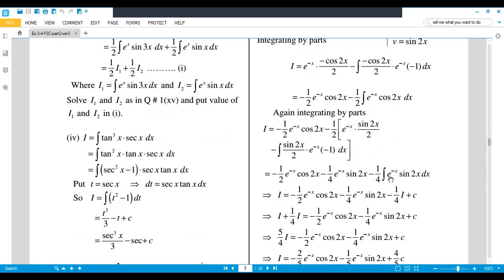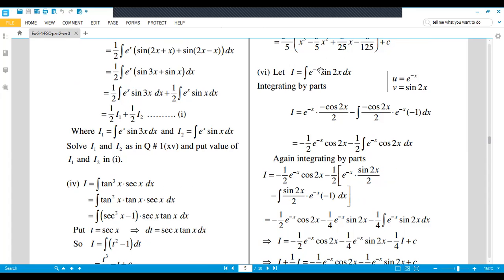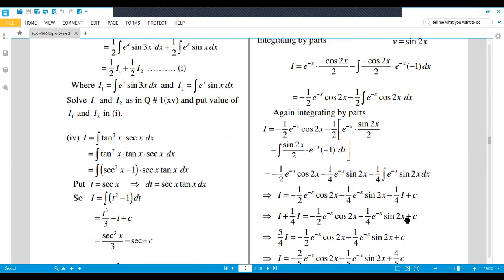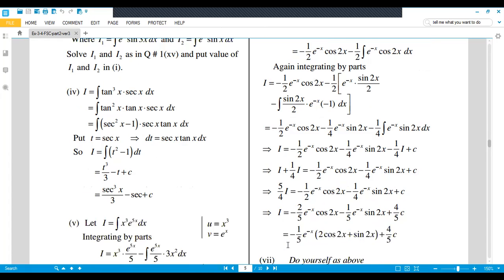Now if you check, this value is equal to the given value I. So we put I minus 1 over 4 I, and when shifted to the left hand side it will be I plus 1 over 4 I. We take the LCM, so we get 5 over 4 I, and 5 over 4 shifted to the other side, the 4 will come in multiplication and 5 will come in division, so we multiply with each value, and we get this answer.